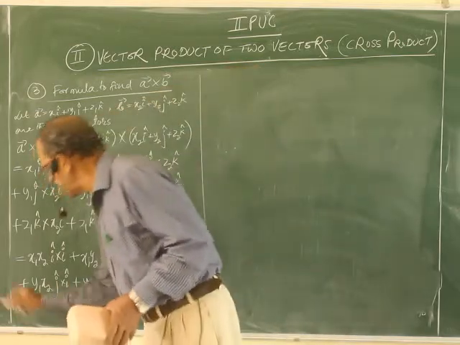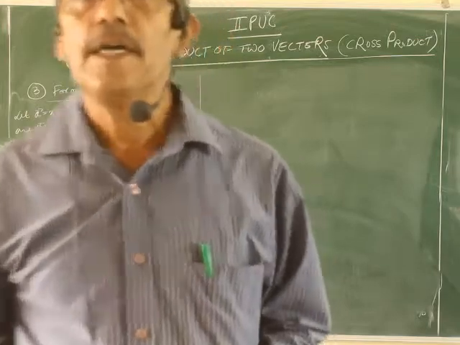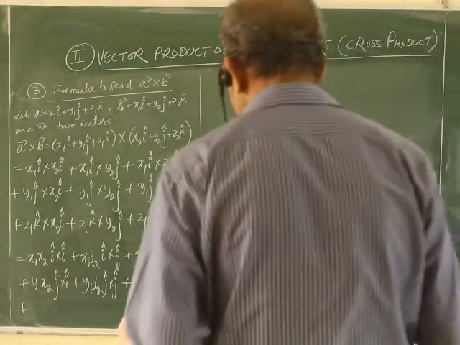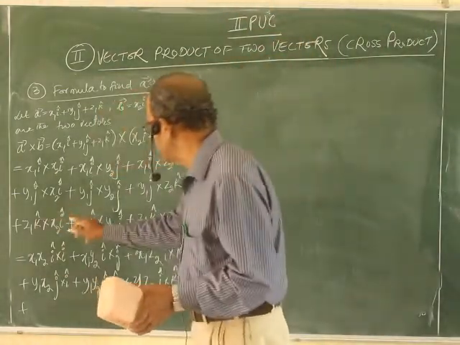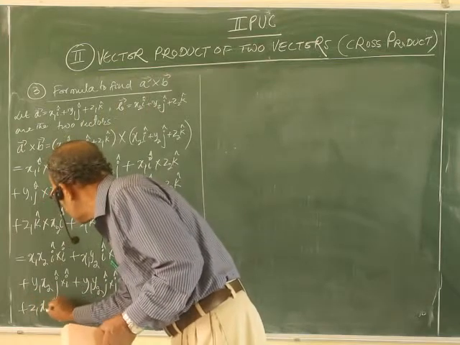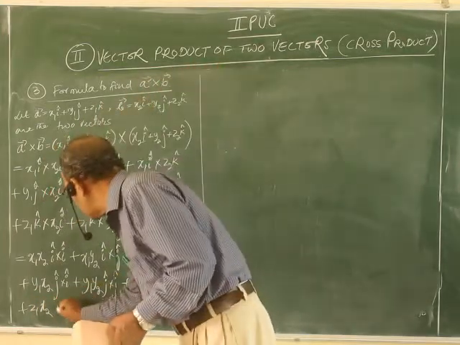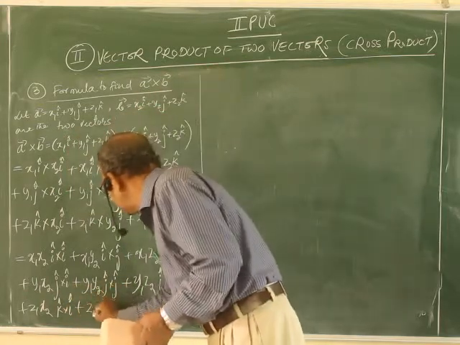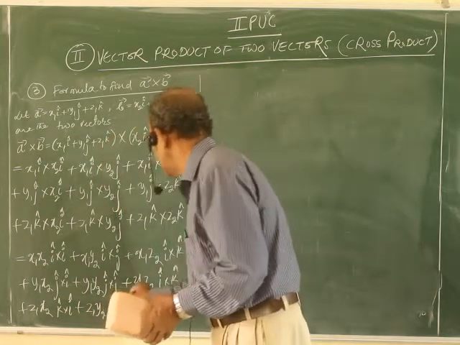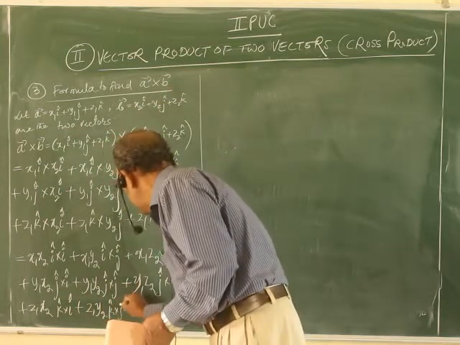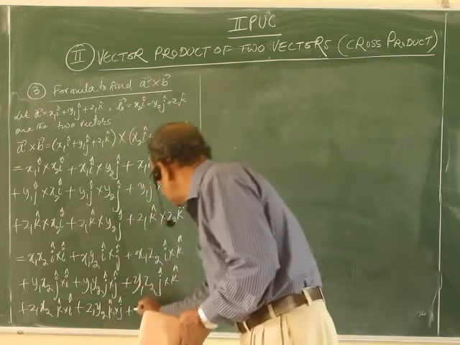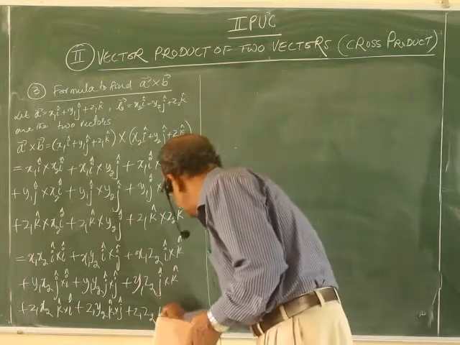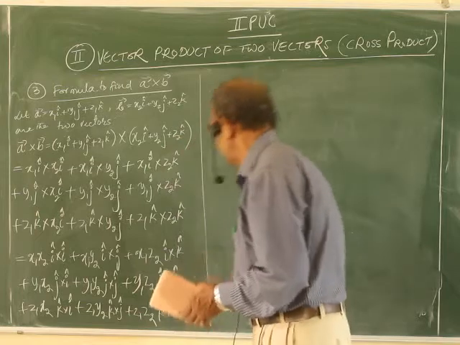Last one is plus, can you see that one now? In the video it comes now? Yes. Write it clearly. Third one is z1 x2, k cross i, z1 y2, k cross j, z1 z2, k cross k.